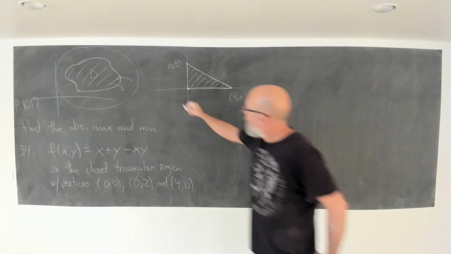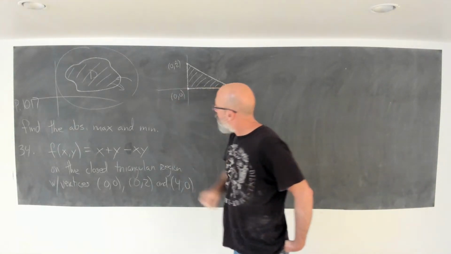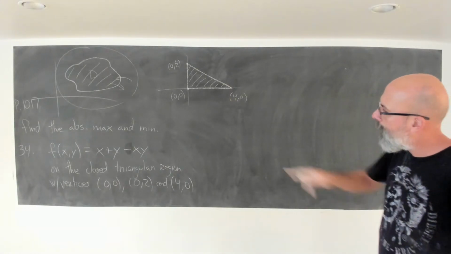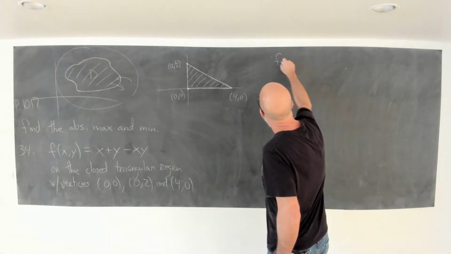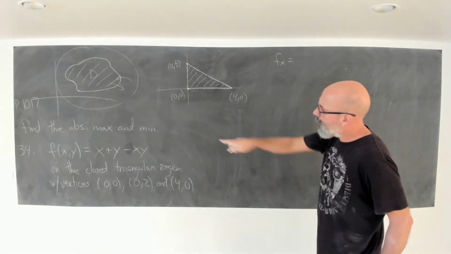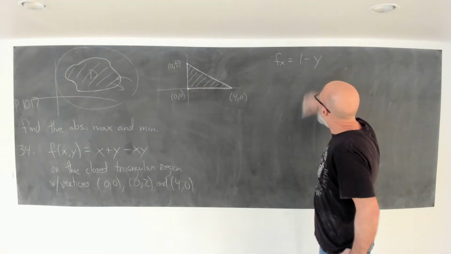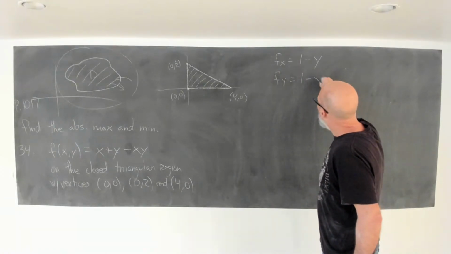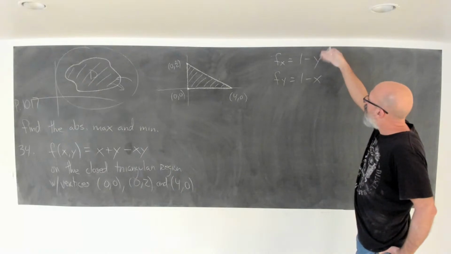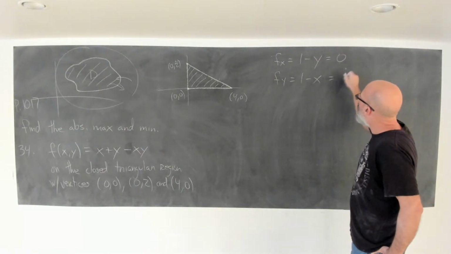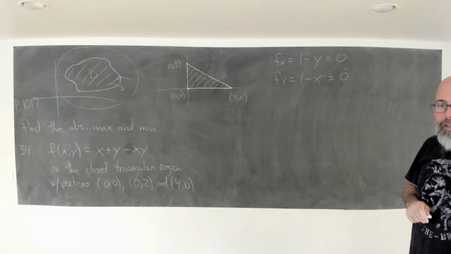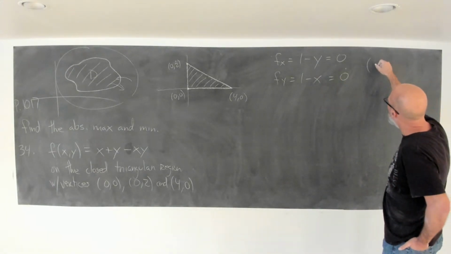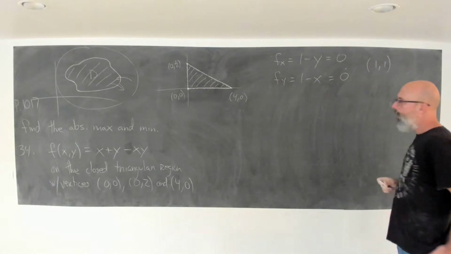All right. So first, let's look for critical points that are inside the domain. What is the derivative with respect to x? Well, you know what it is. 1 minus y. Derivative with respect to y? 1 minus x. Again, these exist everywhere, so critical points are going to be where this is equal to 0. And immediately you see that you have a critical point of 1, 1.